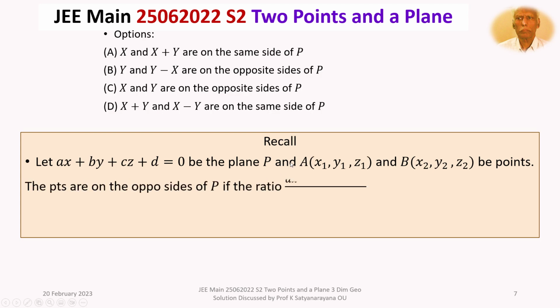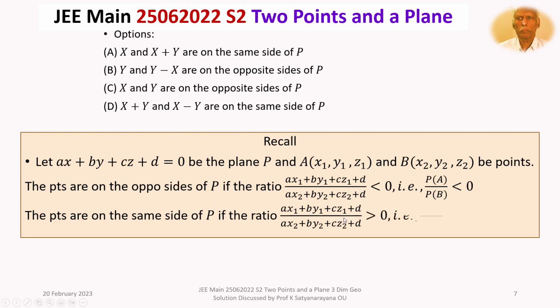The points A and B are on opposite sides of P if this ratio is negative. P of A is ax1 plus by1 plus cz1 plus d, that is the value of P at the point x1, y1, z1. So we evaluate ax1 plus by1 plus cz1 plus d divided by ax2 plus by2 plus cz2 plus d, that is P of A by P of B. If it is negative, then they lie on opposite sides of P, and they lie on the same side of P if this ratio P of A by P of B is greater than 0, that is positive. Taking this result, we discuss the next slide.